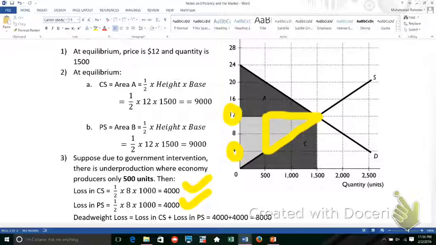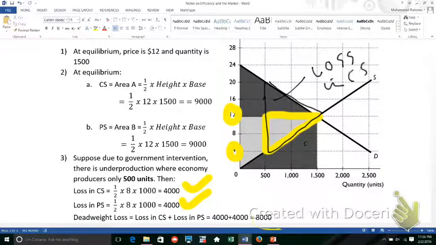When you add the loss in producer surplus and the loss in consumer surplus, you find that the total is about 8000, which is a fairly large number. And that is the deadweight loss. So the deadweight loss basically is this big triangle. Part of it is loss in consumer surplus and part of it is loss in producer surplus.